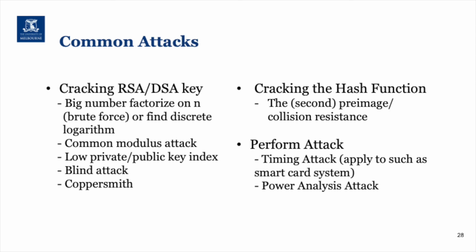There are some common attacks on digital signatures to crack RSA or DSA keys, such as brute force attack, common modulus attack, low private or public key exponent. Moreover, cracking the hash function will be an executable way when faking the signature. There are also some kinds of performance attacks, including timing attack and power analysis attack. These attacks are usually applied in some specific scenarios.